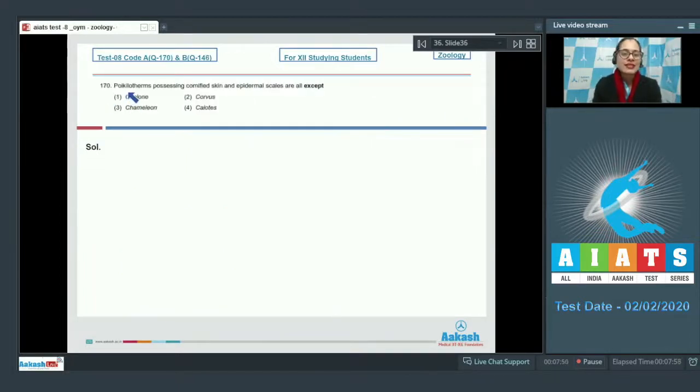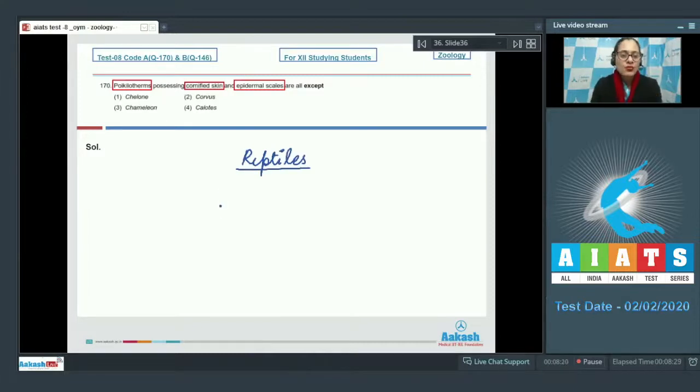Question number 170. Poikilotherms possessing cornified skin and epidermal scales are all except, and the options are Chelone, Corvus, Chameleon and Calotes. Now the features given in the question, that is poikilotherms, these are cold-blooded animals possessing cornified skin and epidermal scales. These are the features of reptiles.